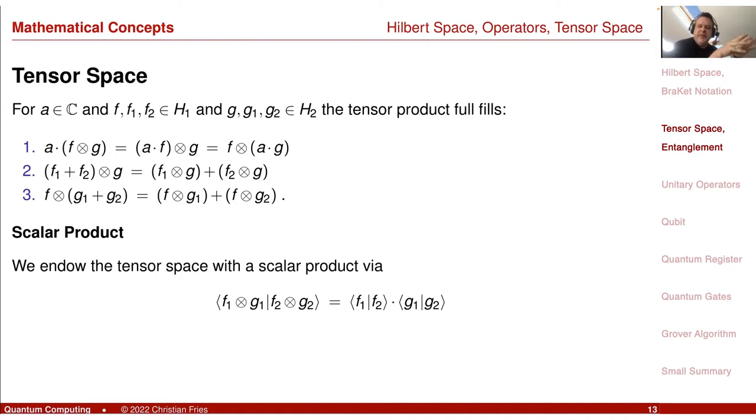Also note that, for example, if you now consider only unit vectors, that will mean that the tensor product of unit vectors is a unit vector, because you will multiply a one with a one. And you also get some properties with orthogonality.